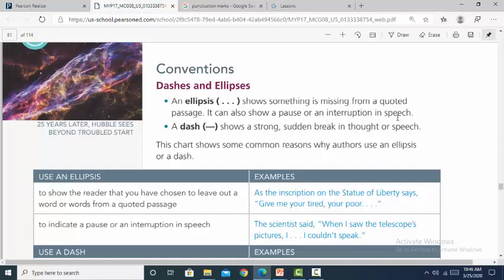Also, a dash is the second punctuation mark, which shows a strong, sudden break in thought or speech. If you are speaking, but there is a strong and sudden break in your speech or thought, you have to use a dash to show this stoppage. This is generally speaking, and now we need to go on to speak specifically.